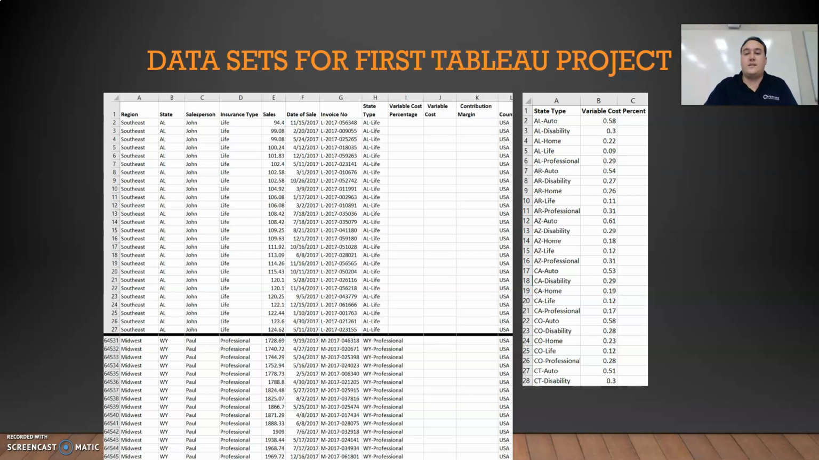If you look at the table on the right, you can see the variable cost percent. That is for each state, and that determines how much each type of insurance costs based on the risk, I assume. Now, we actually didn't need to use the variable cost percentage, variable cost, and contribution margin for this project. We're just learning how to organize data in Tableau.